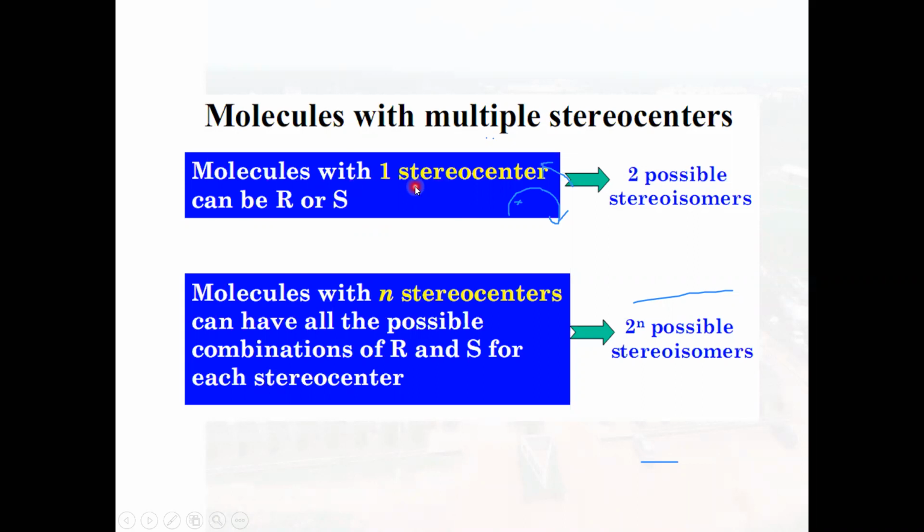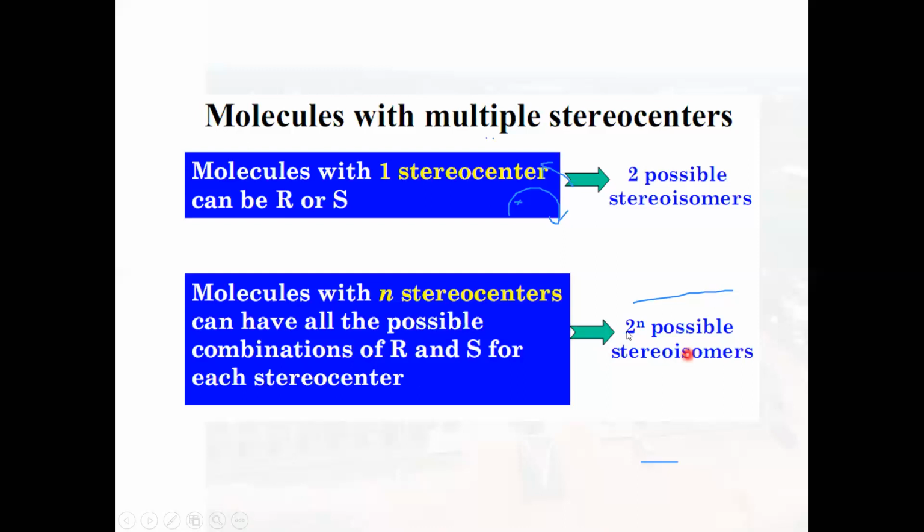When a molecule has 1 stereocenter, it can only be R or S. It cannot be both. But when a molecule has N stereocenters, it can have all the possible combinations of R and S for each stereocenter. It means in this case, it can have several stereocenters. Is that okay? R and S. So we are going to have 2 raised to the power n possible stereoisomers.